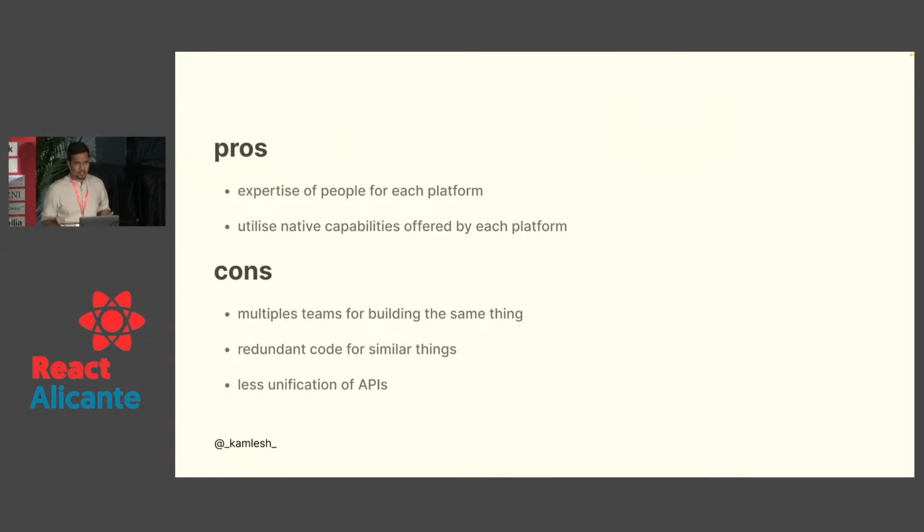But there are certain cons to it. The first one was multiple teams for building the same thing. Of course, if you have iOS and native Android, you would need different teams. But for us, we had React and React Native, so essentially it didn't make sense. And then redundant code for similar things. Less unification of APIs, like there would be two teams working on the same component in disjoint fashion, and they might end up with two different APIs because there are certain things which work on web but don't work on React Native or vice versa, right?